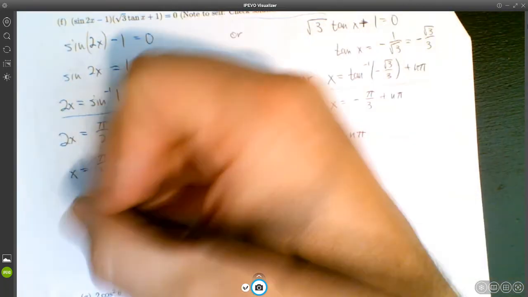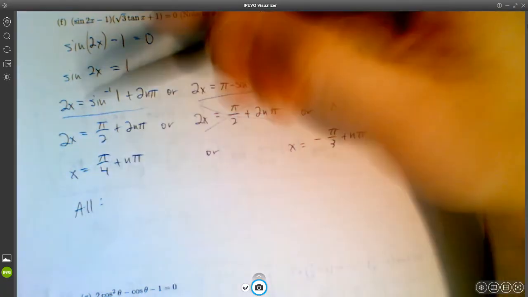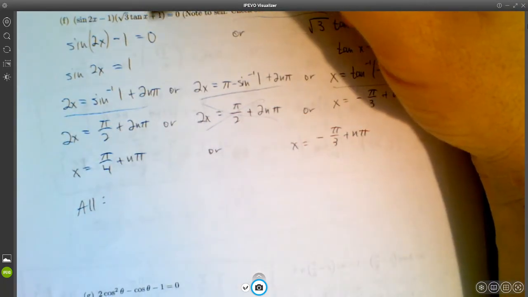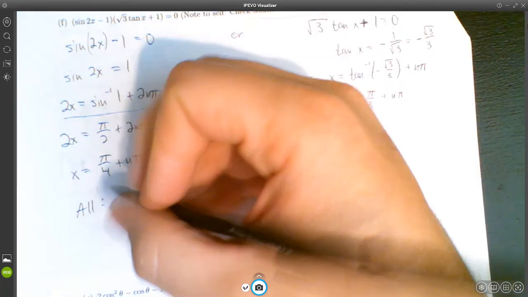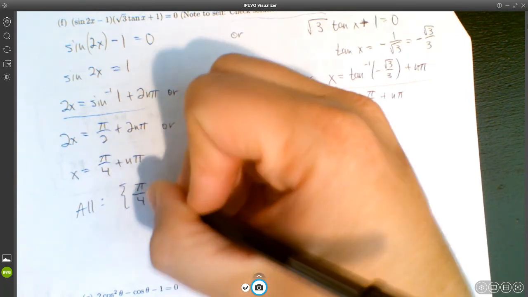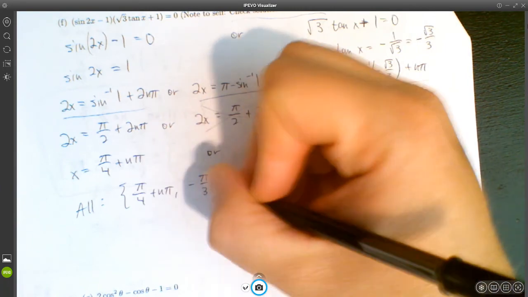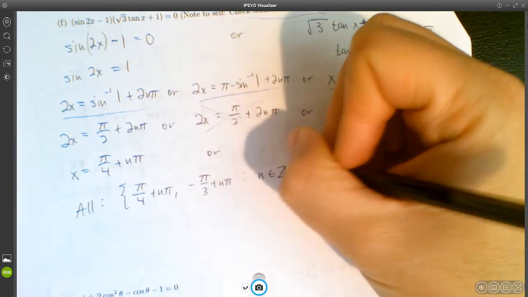Okay, so then I think we're okay, actually, right? I think that pi over 4 and negative pi over 3 are both fine. We don't have any domain issues with the tangent function with either of those values, so I think we're okay. So all of our solutions are going to be pi over 4 plus n pi and negative pi over 3 plus n pi, where n is an integer.